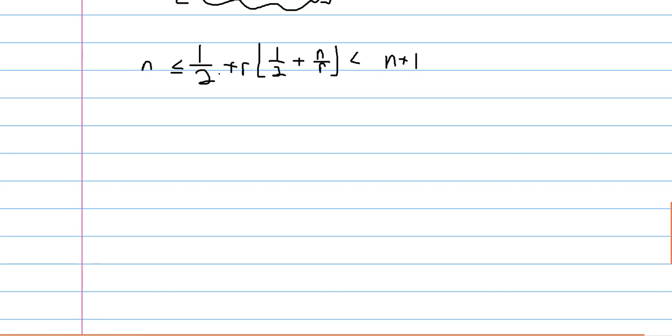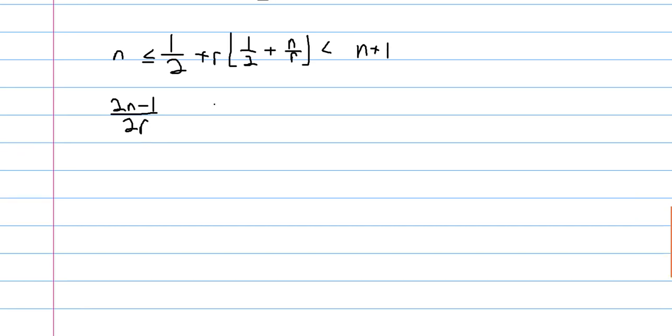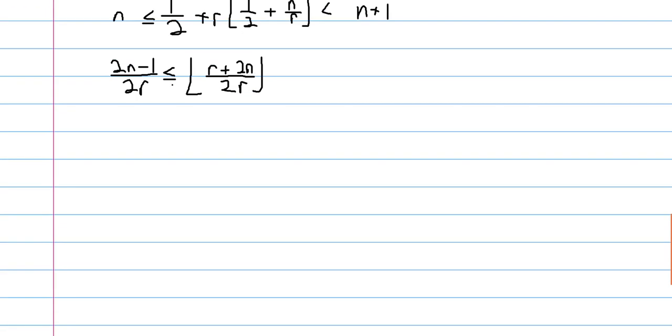So first, we'll look at the lower bound, and we just subtract 1/2 from both sides and then divide by r. So what we'll get is 2n minus 1 over 2r is less than or equal to r plus 2n over 2r, where I just added these two fractions inside of the floor.